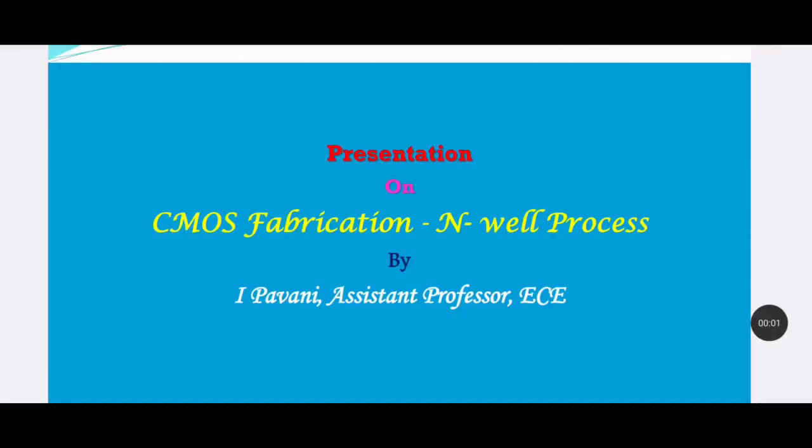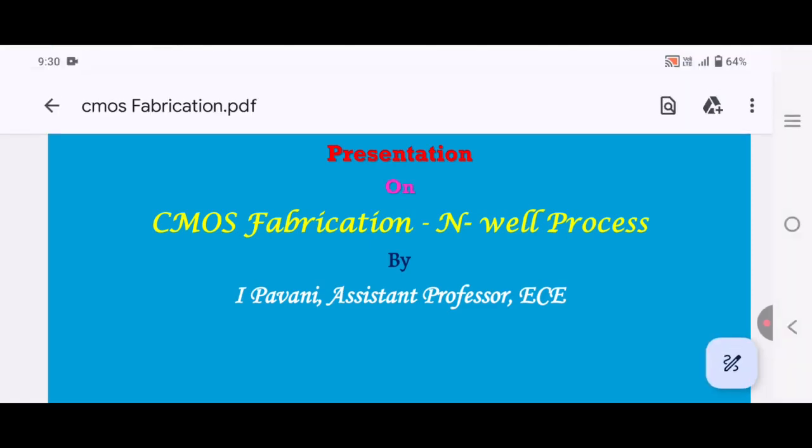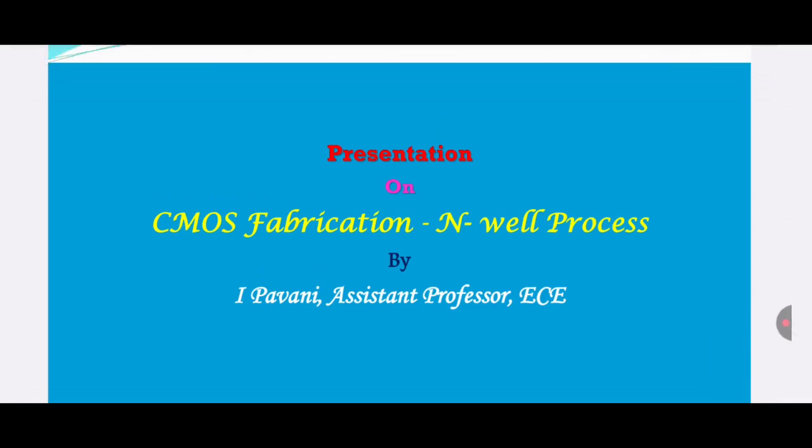Hello everyone. In this lecture, we will discuss CMOS fabrication. So what is CMOS? Complementary metal oxide semiconductor. That means in this fabrication, we are going to integrate two different technologies together. That is why it is known as complementary. So what are those two technologies? One is N-type technology and another one is P-type technology.